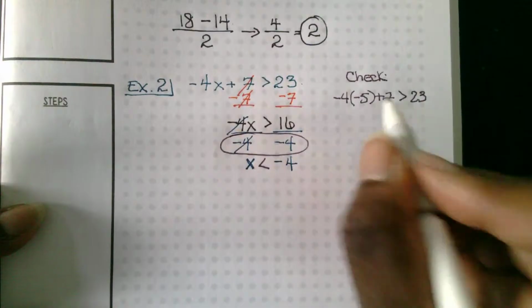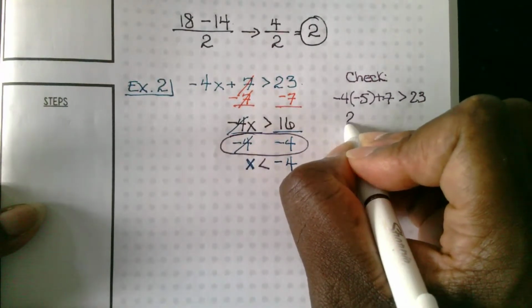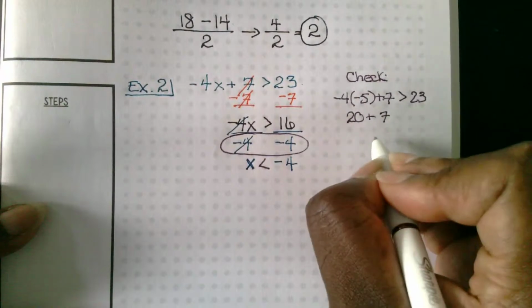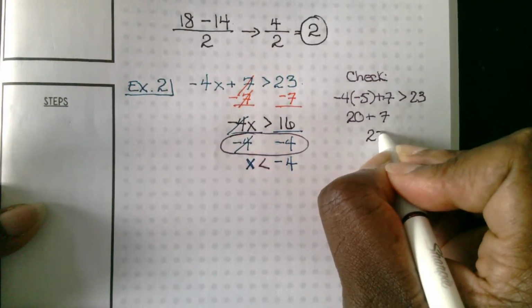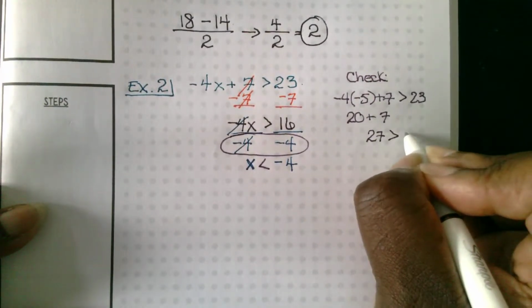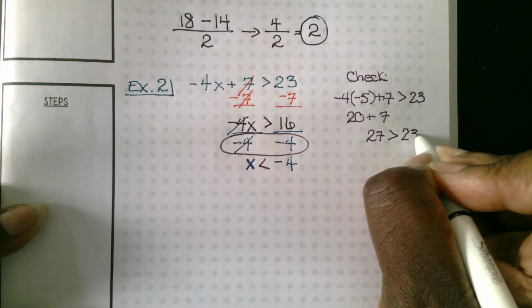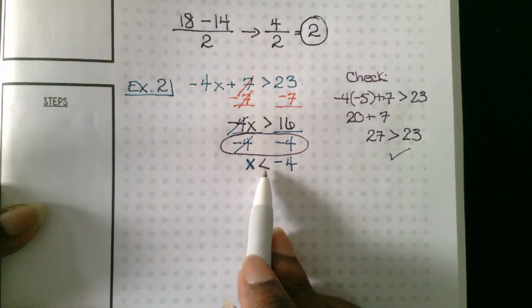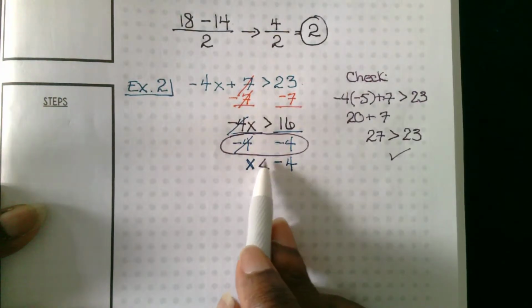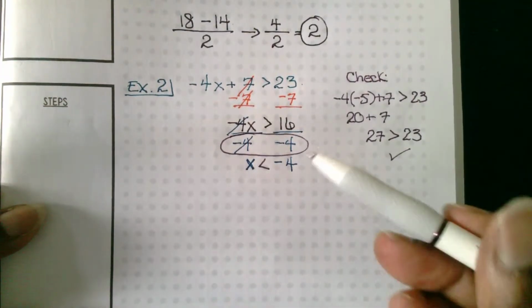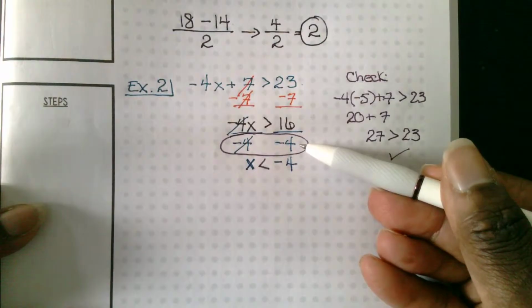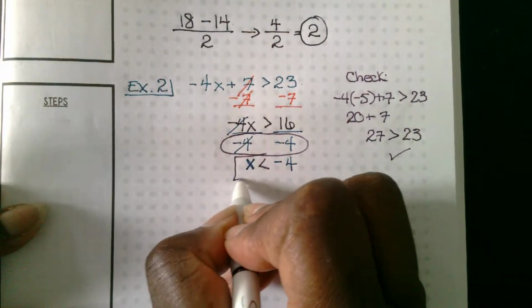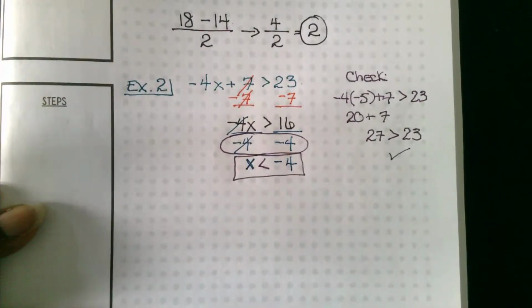checking to see if we changed the direction of the sign appropriately. So negative times negative will give me a positive, and that's a positive 20, plus the 7, that will give us 27. Now, is 27 greater than 23? Yes, it is. So that's why it's important for us to change the direction of the sign when you're multiplying, or in this case, dividing by a negative number. Okay, that's the key part.